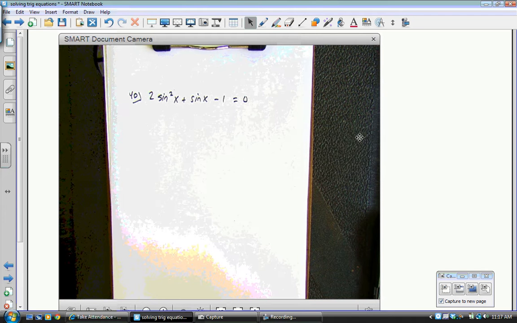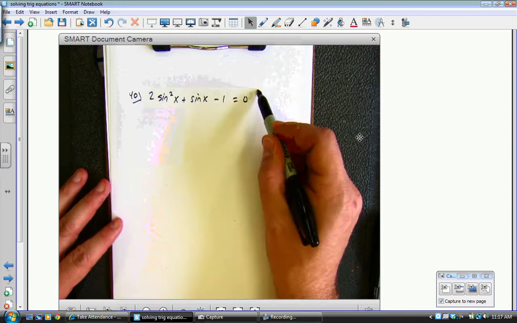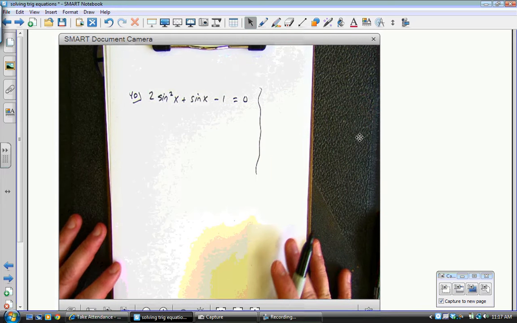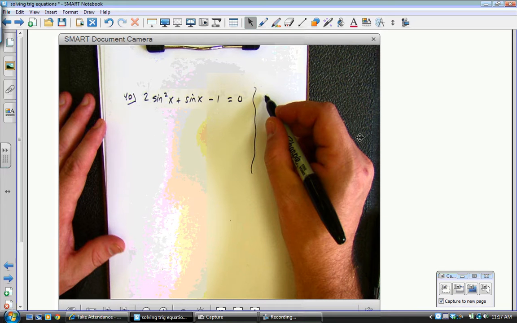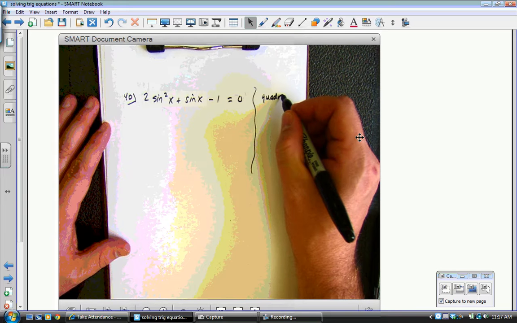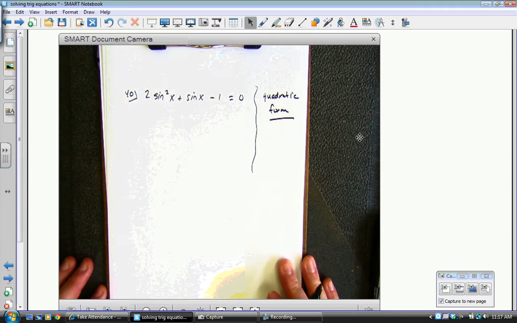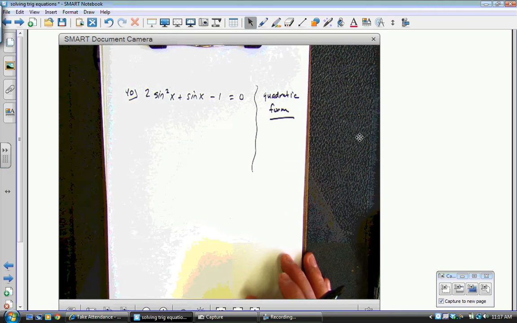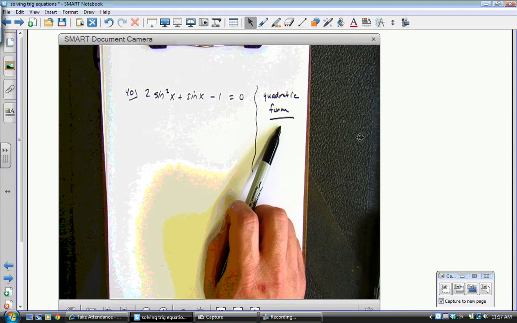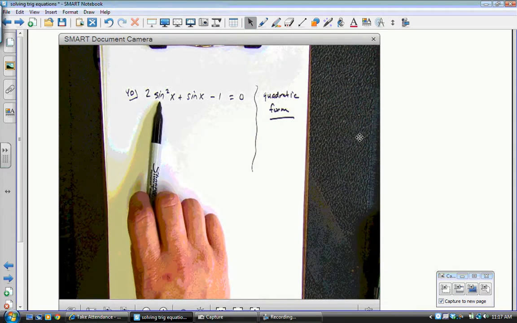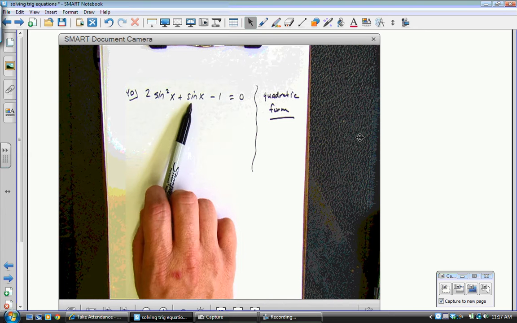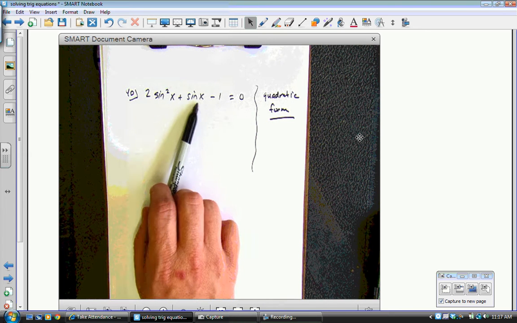All right. Now, these trig equations, what we call these, and the directions kind of say something about them here, is they're ones that are in a quadratic form. Let's see if you can spot what I'm talking about. In regular algebra, what do quadratic equations always have in them? Right, a square. So in this one, you've got a sine squared, and then a regular sine, and then a constant. So the quadratic term, the linear term, and the constant. So it's a quadratic form.